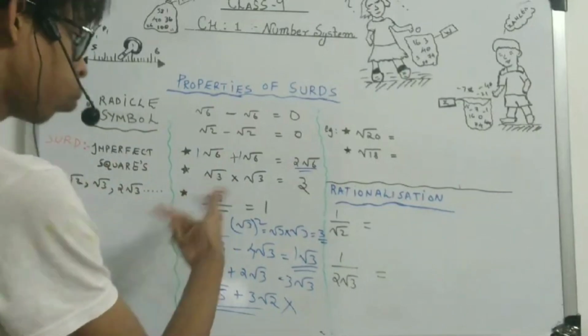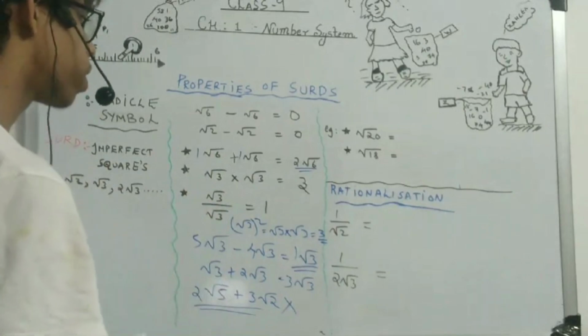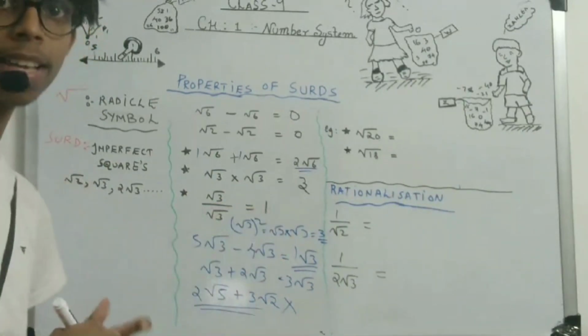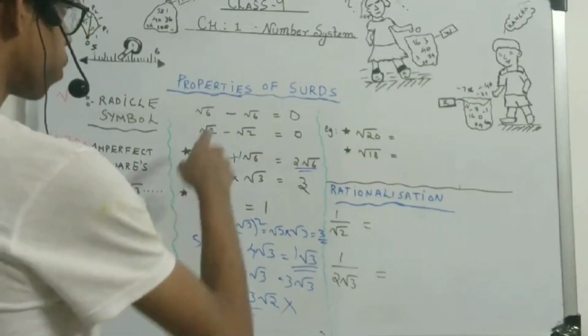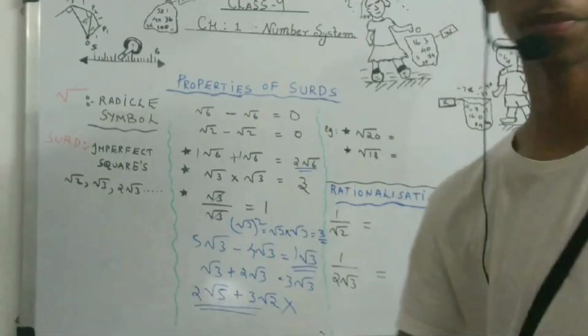Now the next one is root 3 divided by root 3. We know both the numerator and denominator are same, so simply we can cancel it off and we will get our answer as 1. Okay, I hope till here I am clear. These points are very important for doing various problems which will come.